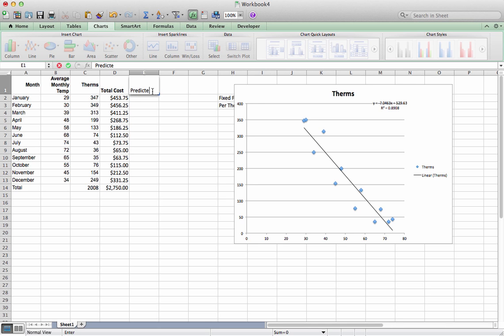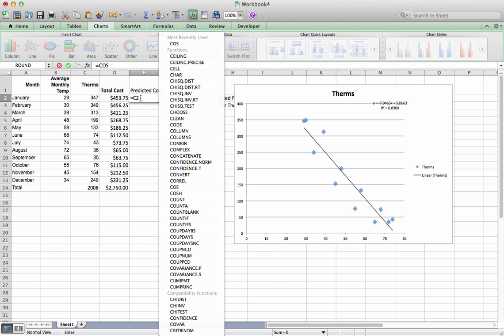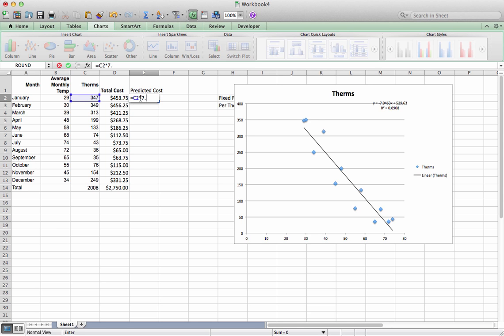In fact, let's look at our predicted cost. Now we're going to say that our predicted number of therms is equal to the number of therms, which is C2, times negative 7.0463 plus our y-intercept of 529.63, and we'll get our predicted value, and well, something's wrong with that. Oh, it should be, excuse me, not times C2, not the number of therms, but times the average temperature. Okay, much better.